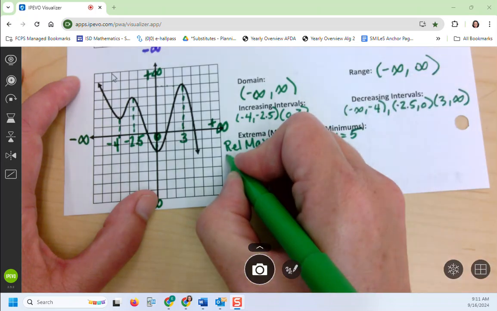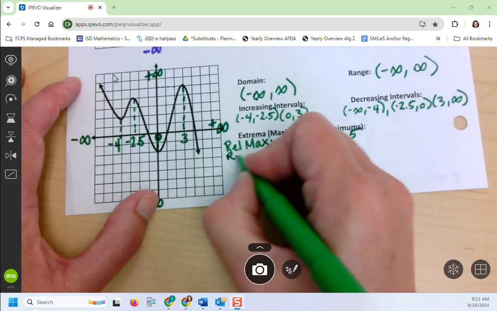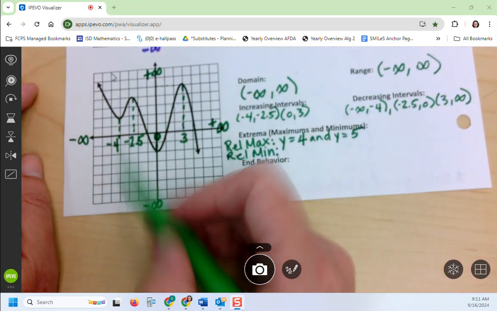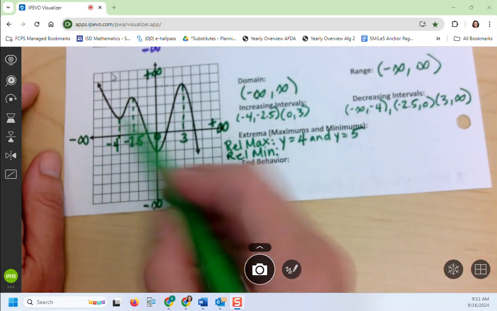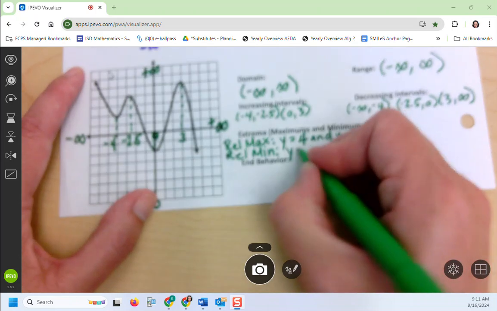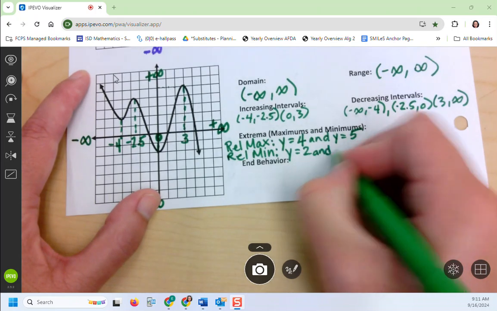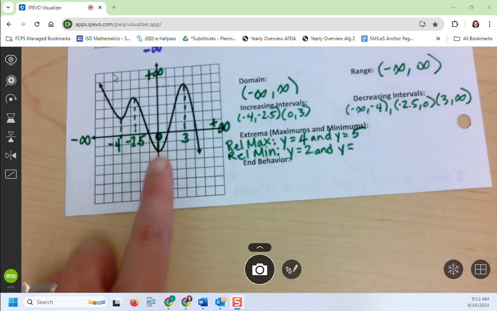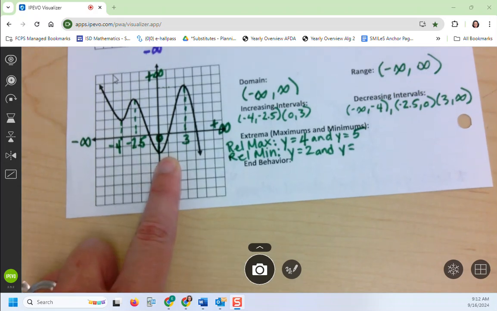And then we have, I think, 2 relative minima. This one and this one. So y equals 2. And where is the other one? Y equals, what's the y value of this? It is -2. Good.